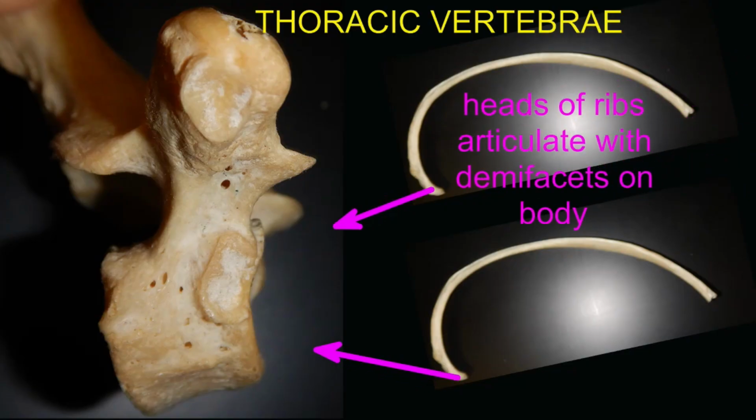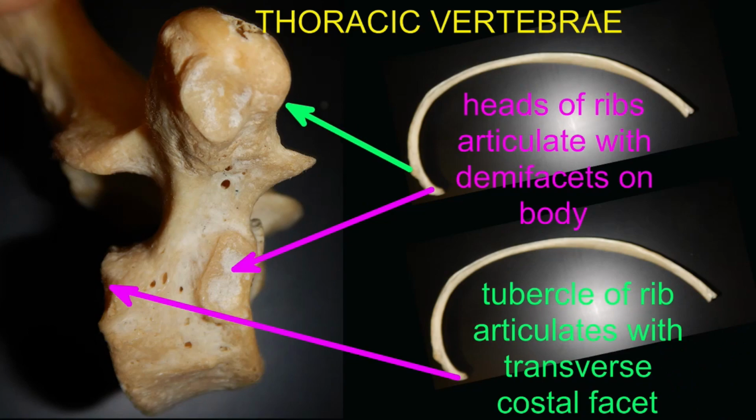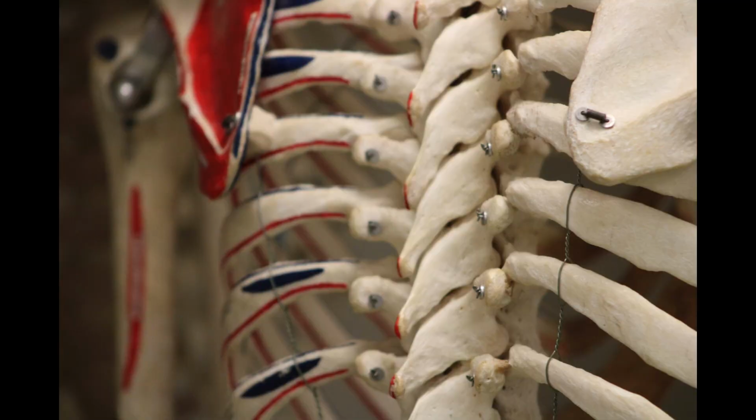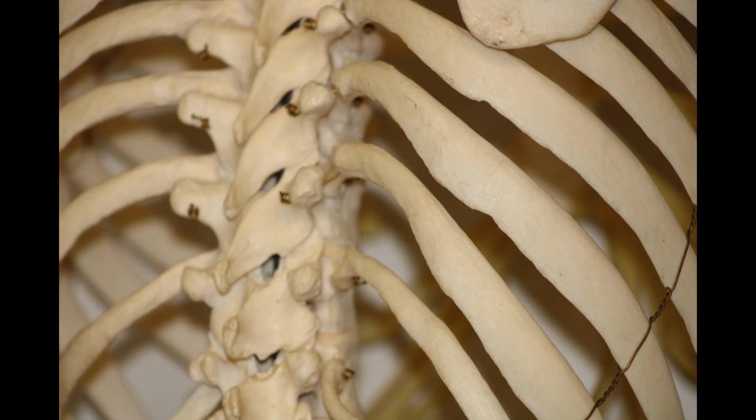There is also a section of a rib known as the tubercle, separated from the head by a neck. This then attaches to the facet on the transverse process of the thoracic vertebrae, known as the transverse costal facet.